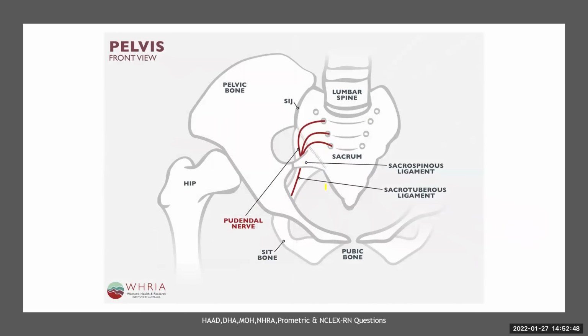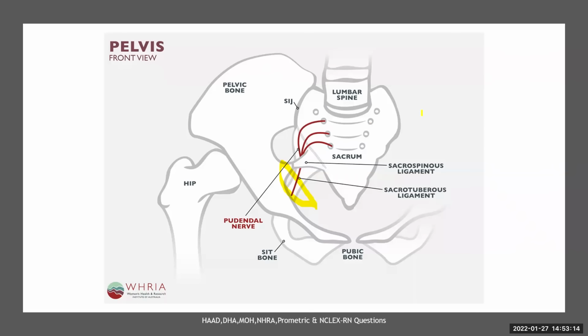And where would you give the block? It is given to here. So, after giving pudendal block, you can easily create an opening, and that will help to widen the birth canal, and easy passage of the fetus will happen.